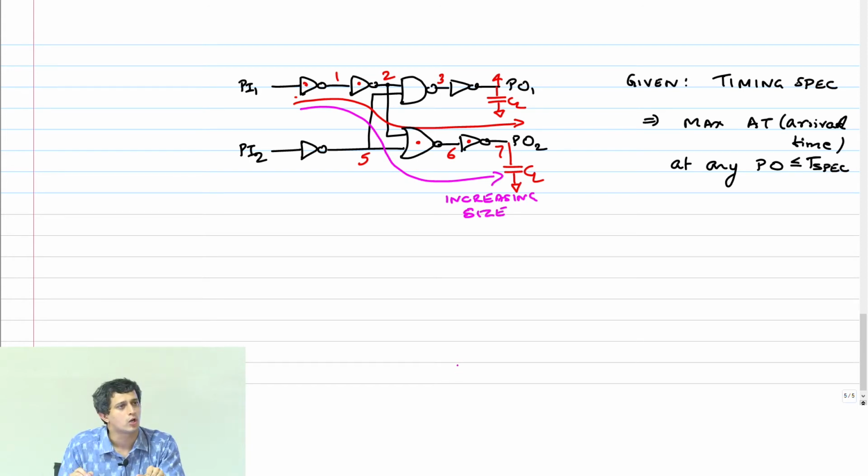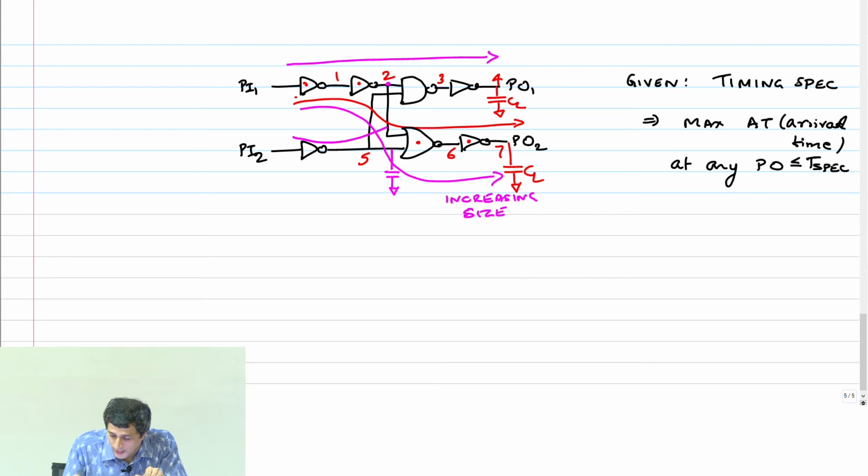In the process, what you will do is you will increase the capacitance on this node. Now, if you increase the capacitance on this node, you are going to increase the capacitance on this node as well, right? On node 2, capacitance will go up, which means now that this path delay may go up. Likewise, this path delay may also go up.